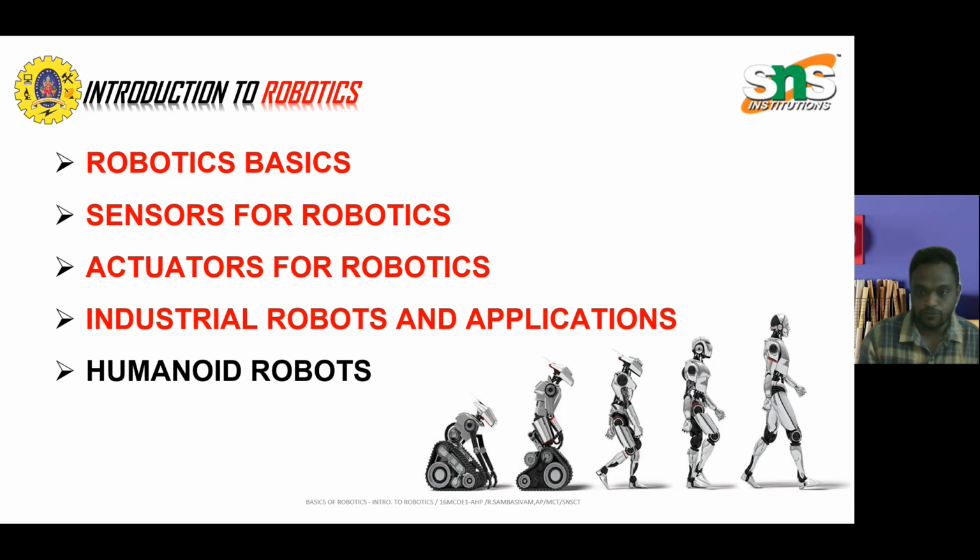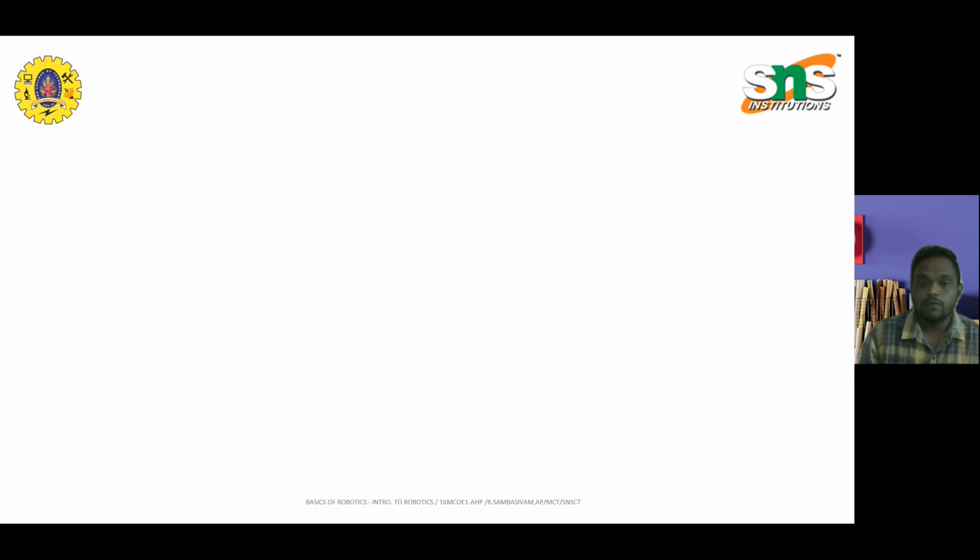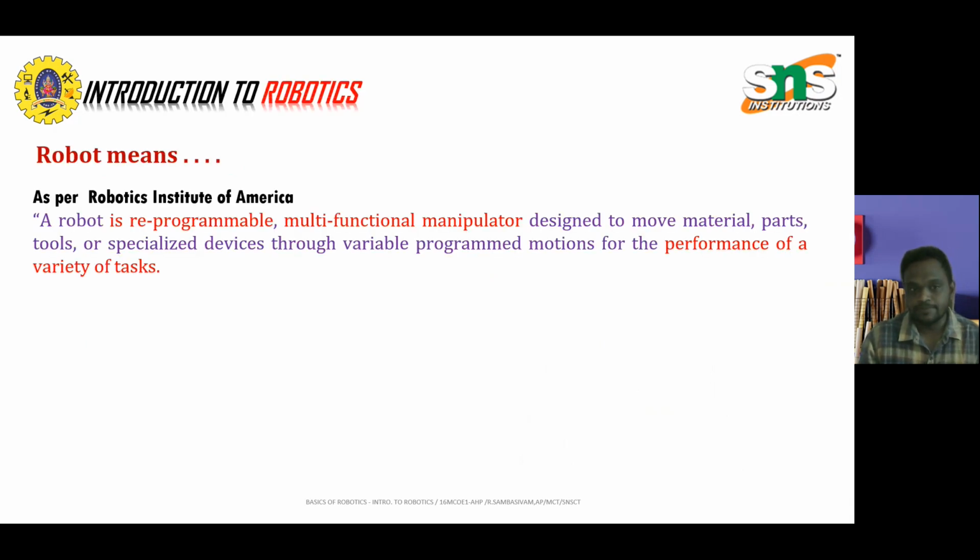Today we are going to discuss the first topic, robot basics. Normally, what do we mean by robots, right? A robot does a variety of tasks based on the programs fed into its controller, and based on that it performs a specific task or a variety of tasks. In an easier way, as Vijay said in Nanban, something which reduces human effort is said to be a robot.